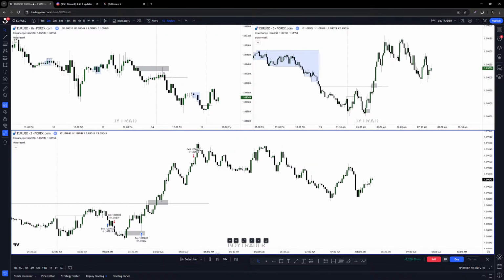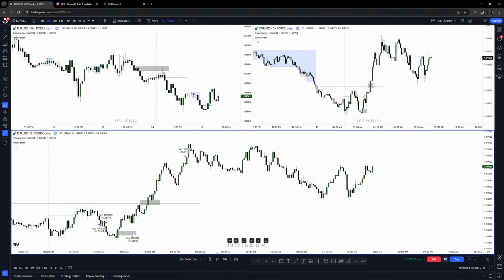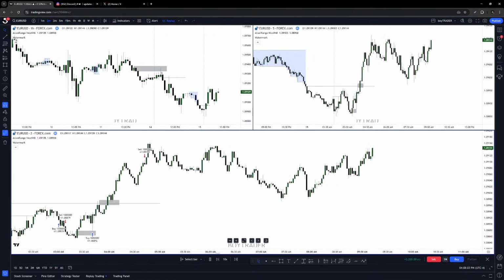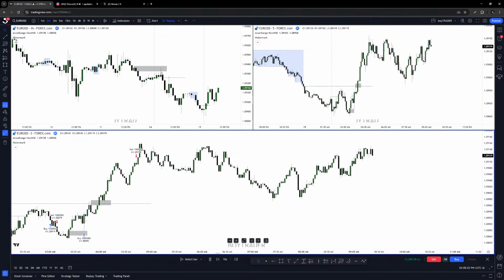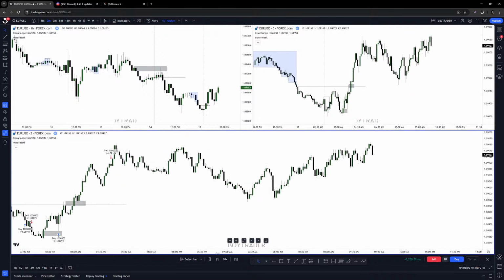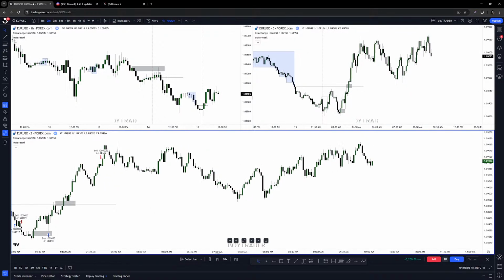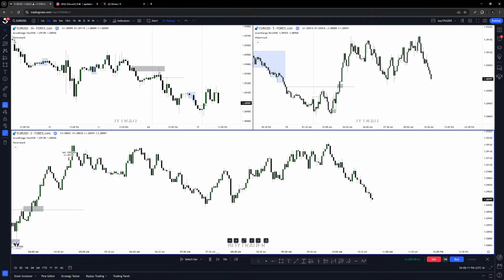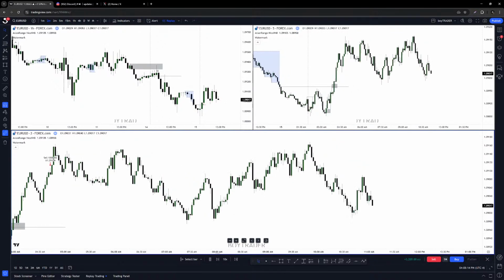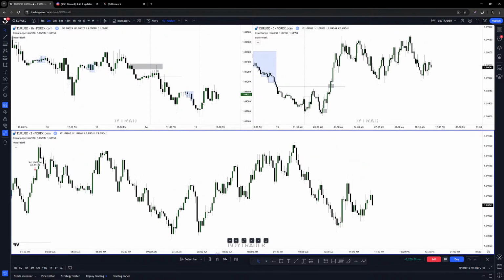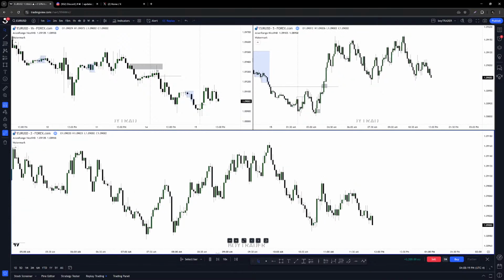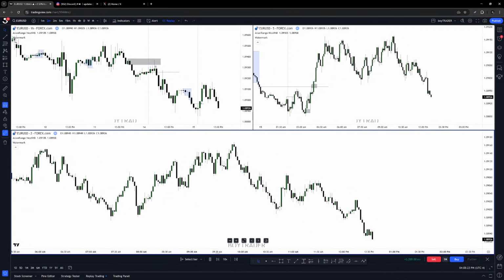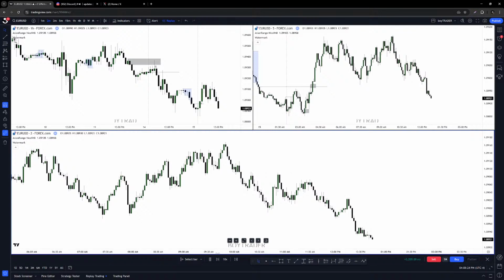So what does ICT say regarding news trading? He doesn't encourage it. So there are days whereby we have high impact news, and I will tell you this is the reason why this fair value gap was not respected, and this is the reason why your strategy was not respected.